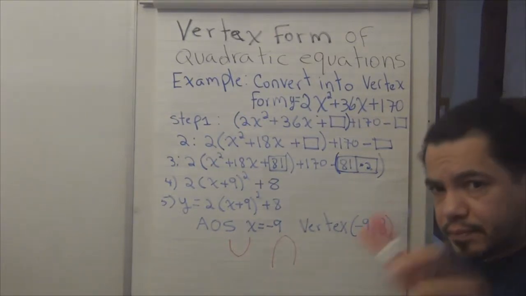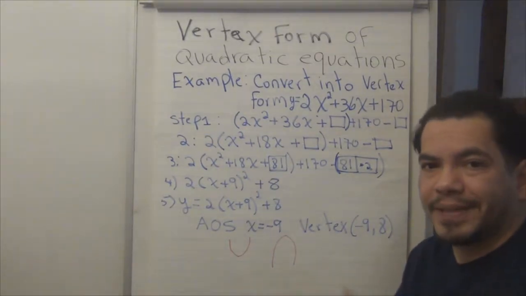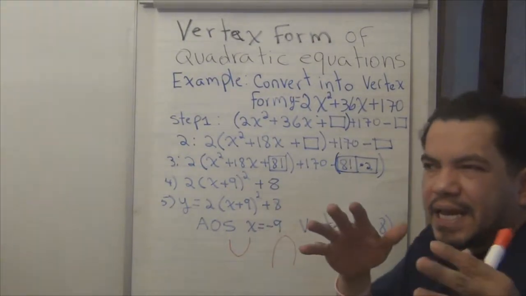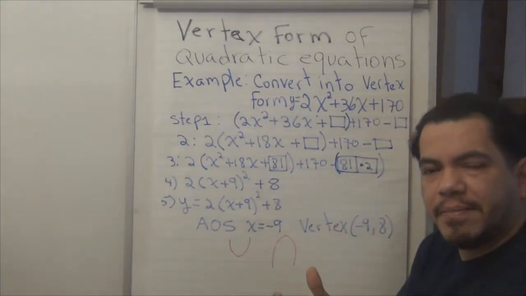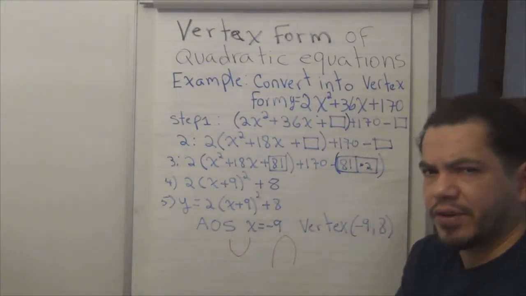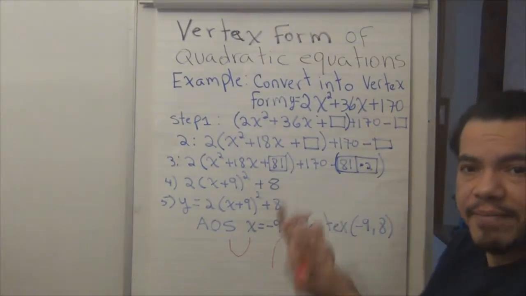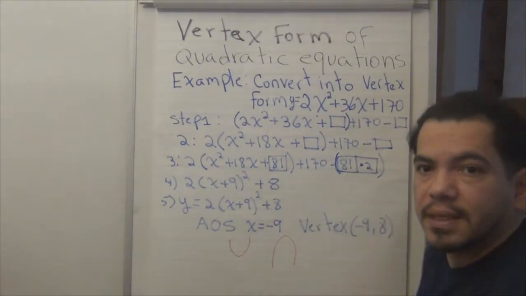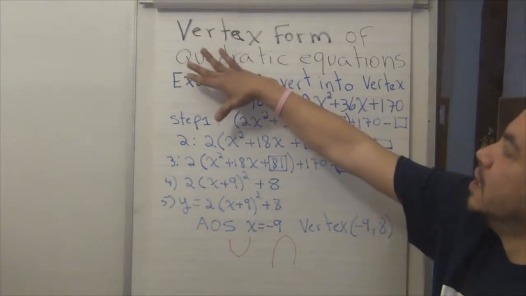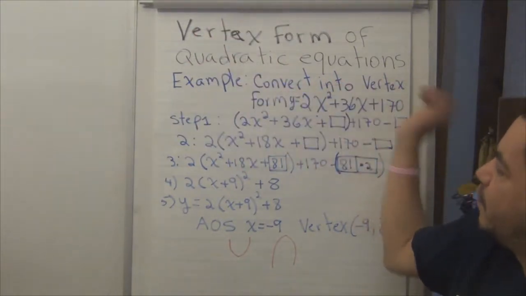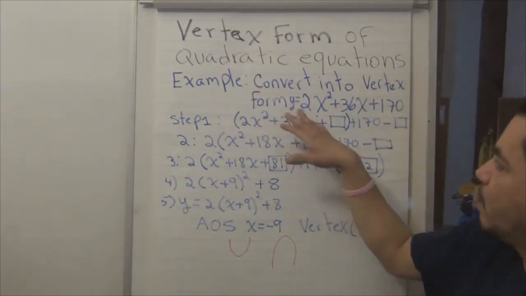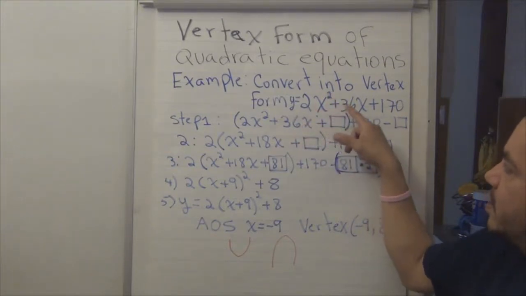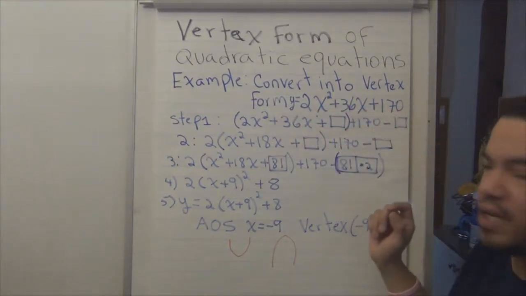Alright, so let's start. On the last episode, we saw how to complete the square. Well, this is 80% the same, but 20% different, and it's different because they have made it different. Anyways, let's get into this. It says, convert into vertex form. So we have y equals 2x squared plus 36x plus 170.